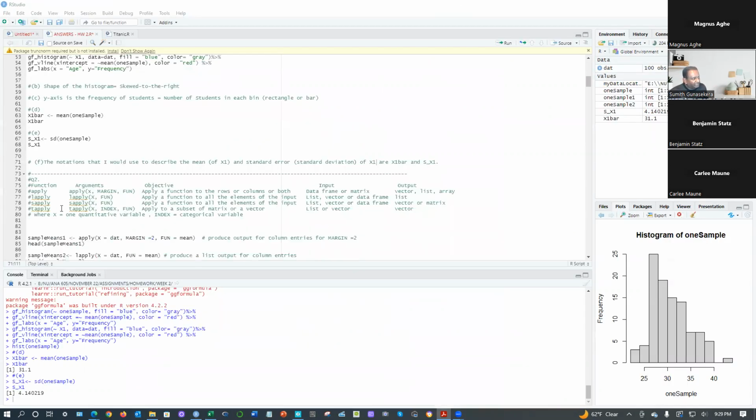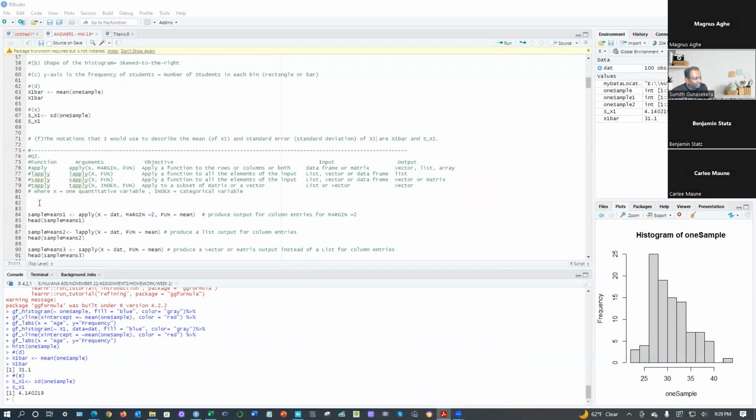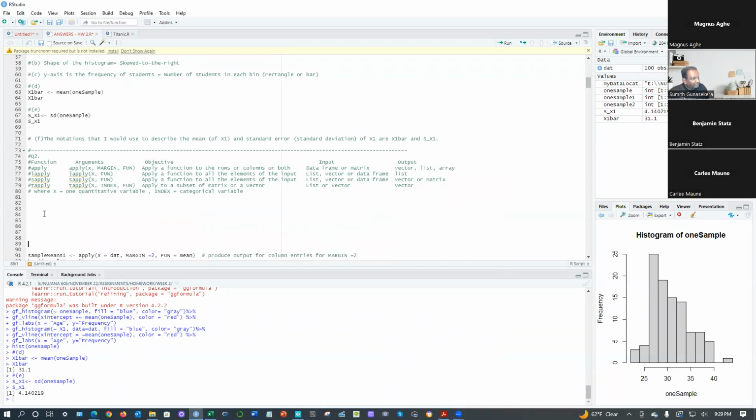Okay. See, there are several types of apply: apply, lapply, sapply, tapply. If you use apply, you put x, margin and function. That's the arguments. If you use lapply, you have x and function. If you use sapply, you have x and function. tapply: x, comma, index and function. This one applies a function to the rows or columns of a data frame or matrix. The output may be a vector, a list, or an array.